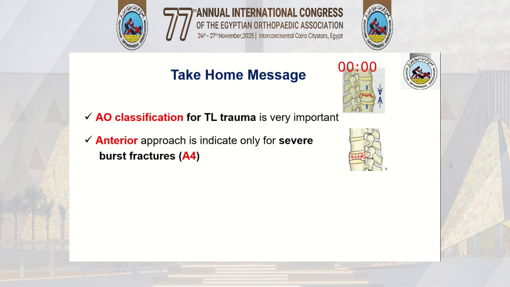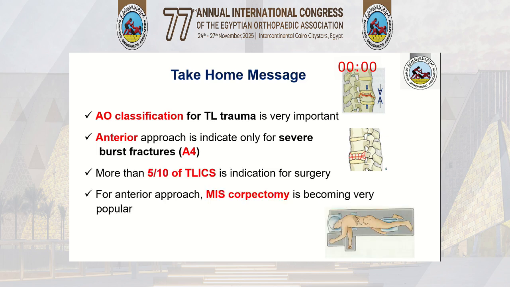My take home message is that the AO classification for thoracolumbar trauma is a very important classification. Anterior approach is indicated only for severe burst fracture, A4. More than 5 of TLICS is an indication for surgery. For anterior approach, MIS corpectomy is becoming very popular all over the world. Thank you for your attention.